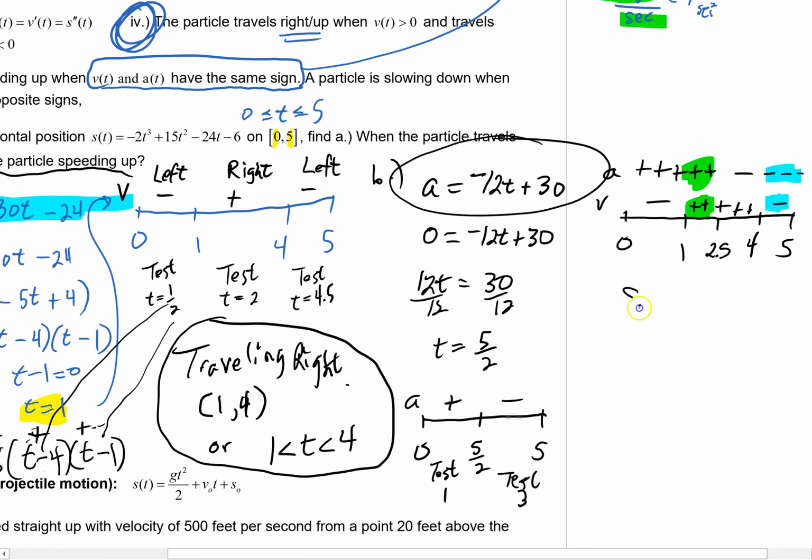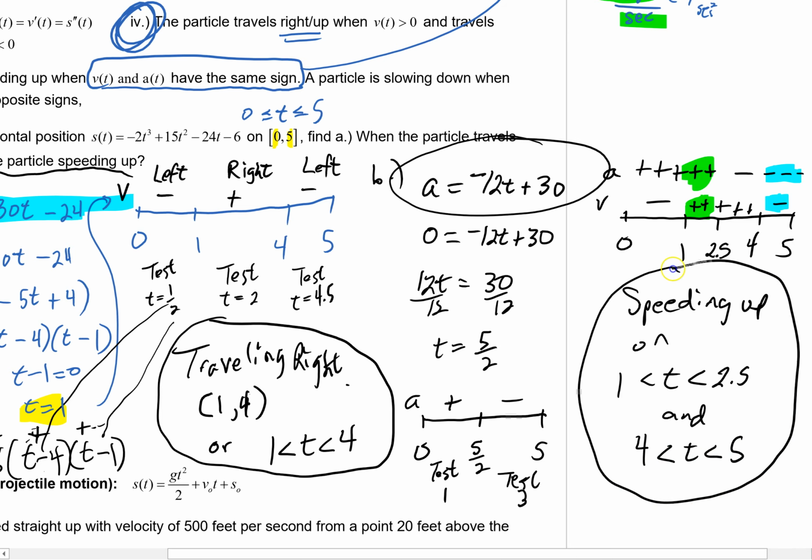So we're going to be speeding up between 1 and 2.5, and also between 4 and 5. The reason for that is because acceleration and velocity would have the same sign.